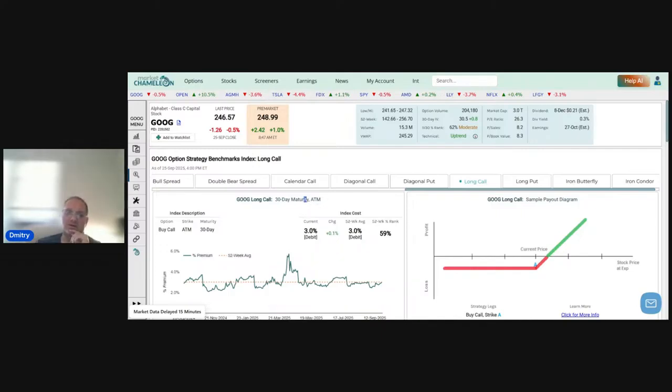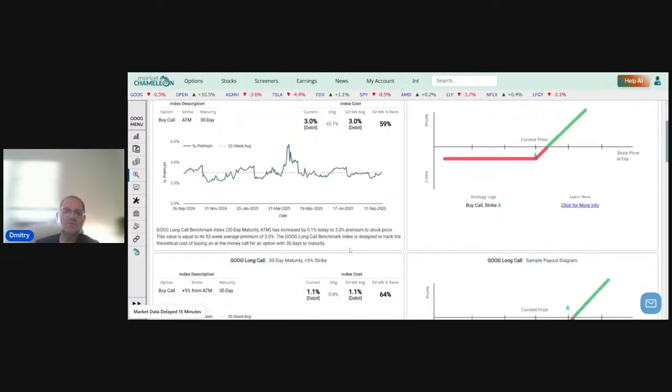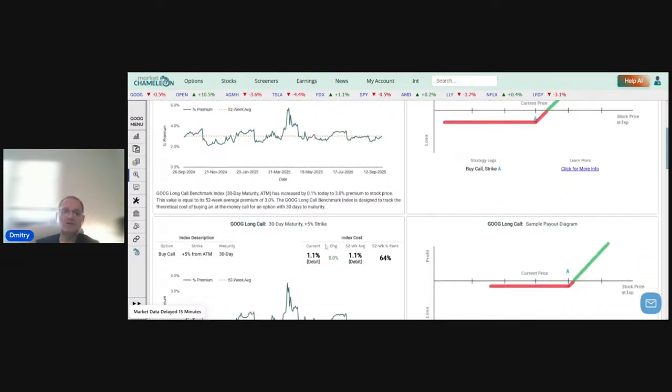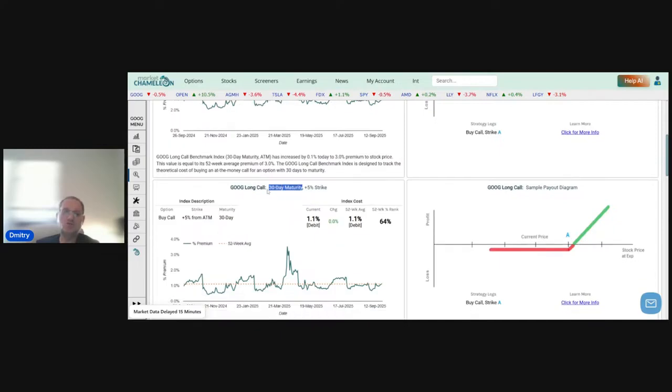So in this case, we define 30-day maturity and then at the money, which means the strike price is equal to wherever the spot price is. Okay. So if I slide down, for example, here, this benchmark looks at 30-day maturity with a strike that is 5% above the money. Like we said, if the stock's at 100, it's looking at a strike that's 105, right? If the stock is 200, it's looking at a strike of 210. So it has to be 5% above where the spot price is.